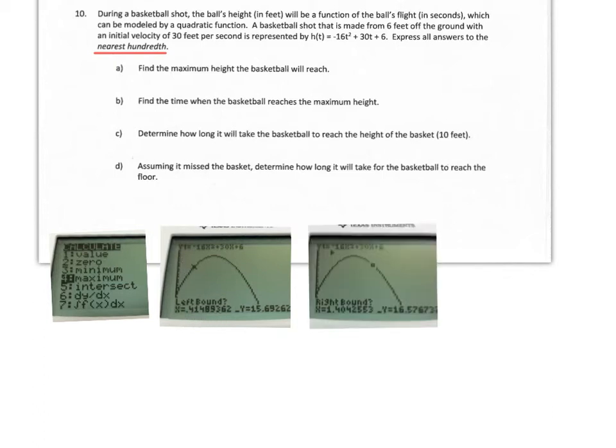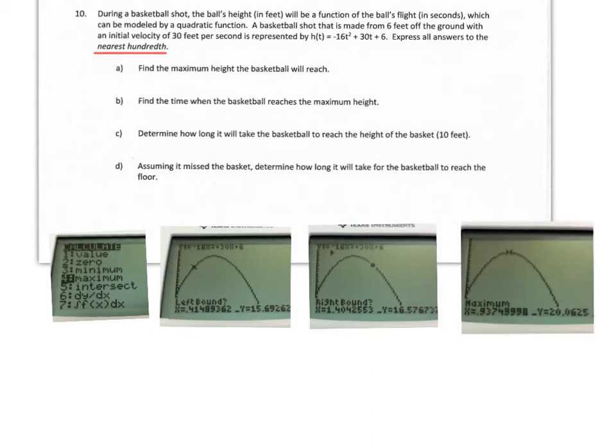Okay, so now the calculator is going to say right bound, so you're going to want to take that cursor and move it all the way until you're to the right of the maximum point, which you could see I am here. And then you're going to hit enter. And then it's going to say guess, you're going to hit enter again. Okay, and then finally, your calculator will give you this maximum point. See, once it says maximum, you know this is the maximum point.